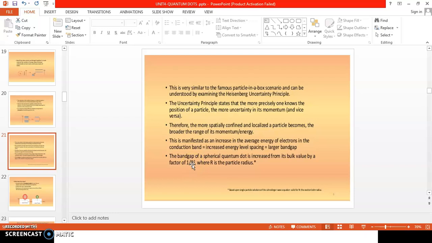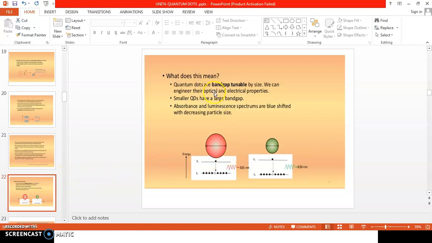This is very similar to the famous particle-in-a-box scenario and can be understood by examining the Heisenberg uncertainty principle. The uncertainty principle states that the more precisely one knows the position of a particle, the more uncertainty there is in its momentum. Here the average energy of the electron in the conduction band increases, and the increased energy level spacing equals a larger gap. What does this mean? Quantum dots are band gap tunable by size.